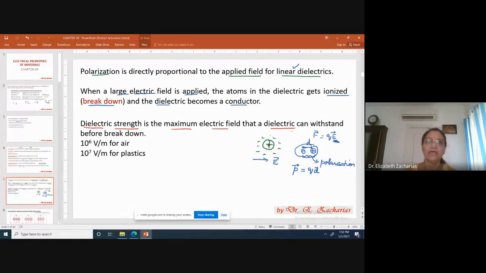Now air. I told you about breakdown of air. Air will break down if you apply a field of 10 to the power of 6 volts per meter. Or if I'm talking about plastics, for example, it will have a value of 10 to the power of 7 volts per meter. So different materials will have different dielectric strength. Dielectric strength is the maximum electric field it can take. If I ask you to write the unit of electric field, what would you write?